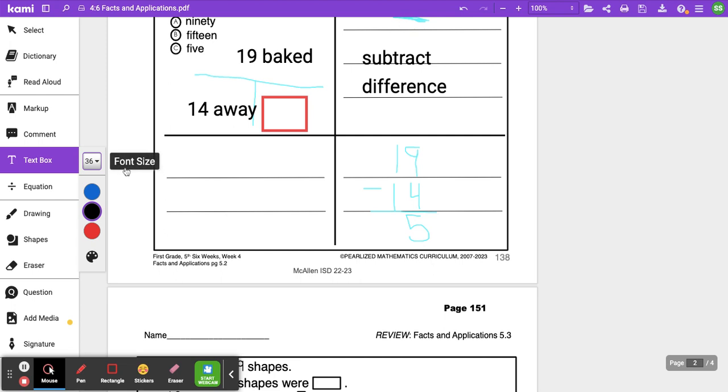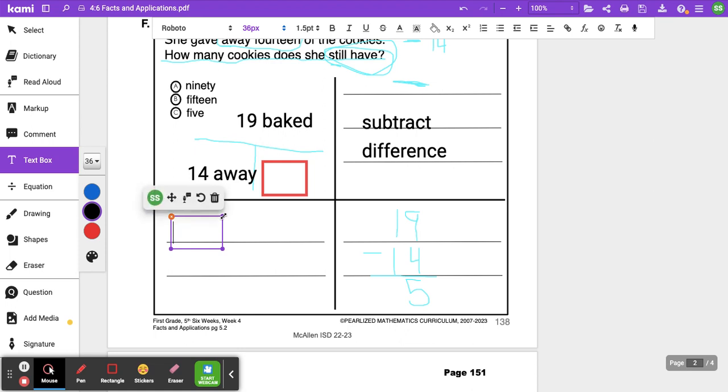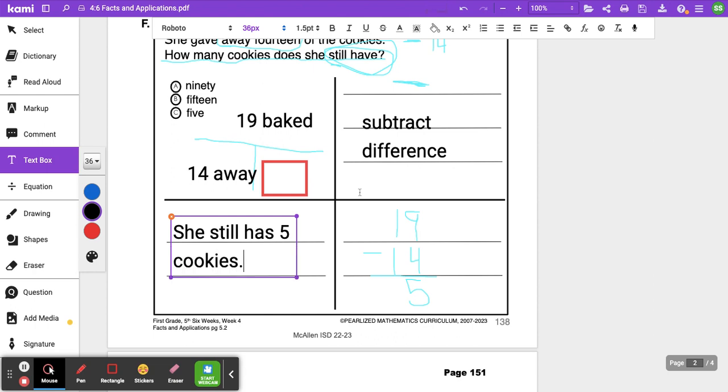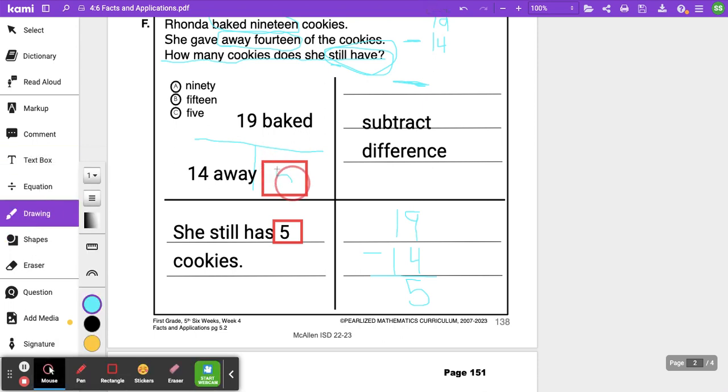So we want to put it in a sentence now. Make sure you go back. How many cookies does she still have? Use those words. She still has, it's okay if you don't put still. She has is okay. She still has 5 monkeys. Oh, not monkeys. Yeah, cookies. She still has 5 cookies. And this 5 was my answer box. You can go ahead and put back now. Here, the answer, 5. And there we have it.